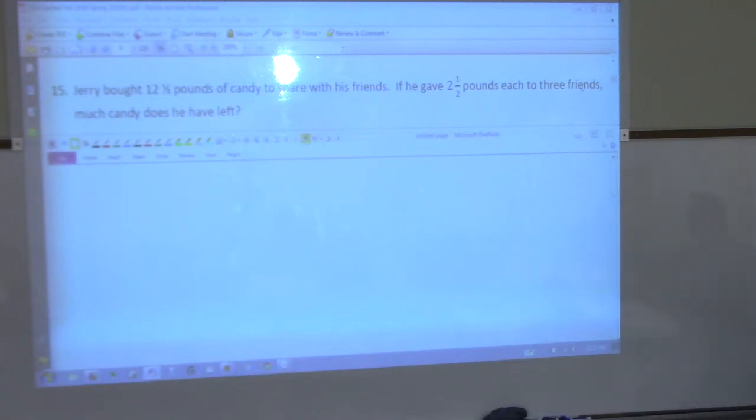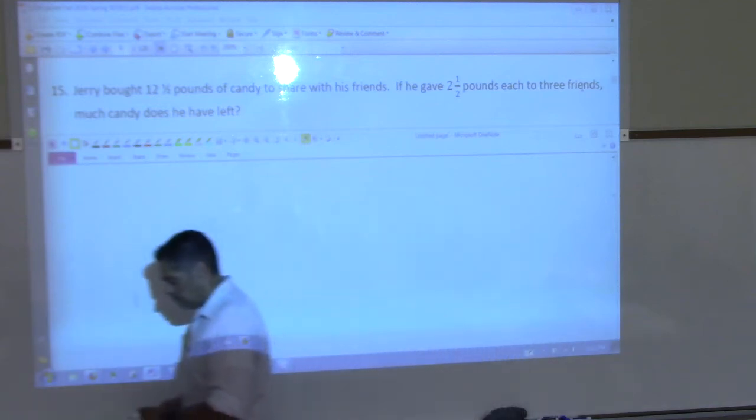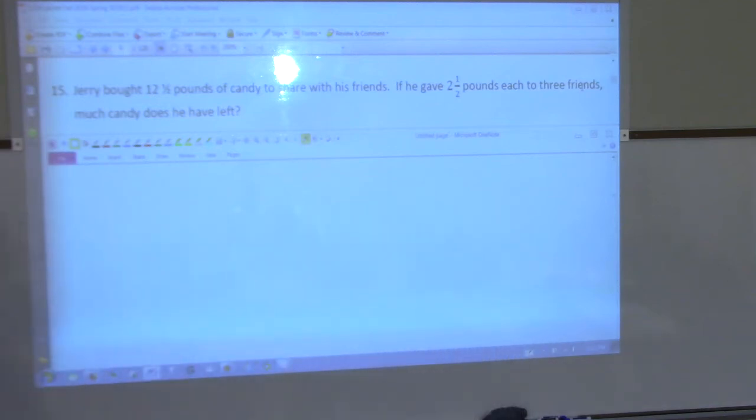Jerry bought 12.5 pounds of candy to share with his friends. If he gave 2.5 pounds to each to 3 friends, how much candy does he have left? So think about it for a little while. And then we'll talk about how you might go about figuring this out.